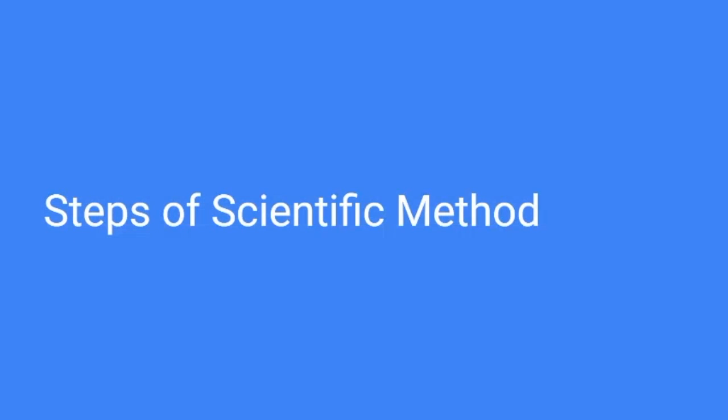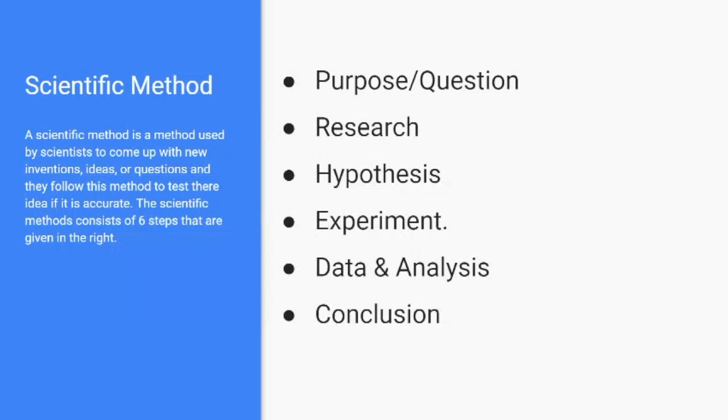Here are the steps of the scientific method. So basically, the scientific method is a method used by many scientists to come up with a new question or idea or invention, and they follow this method to test if the theory is right. The scientific method consists of 6 steps that are given to the right. The first step is to ask a question or define a purpose. Next is to conduct research. Then is to form a hypothesis. Then is to experiment. Then you have to collect data from the experiment and analyze it. Next, you have to conclude the whole experiment.